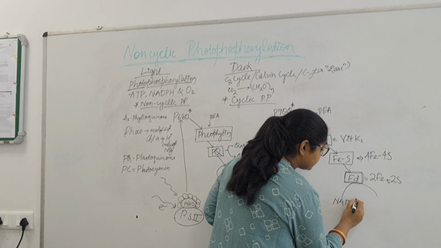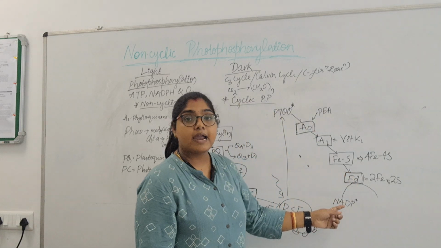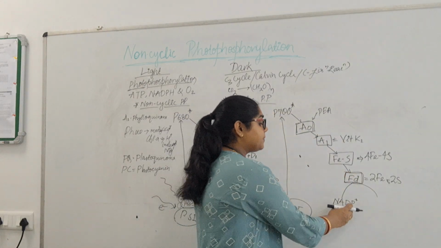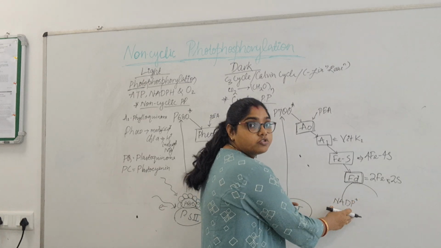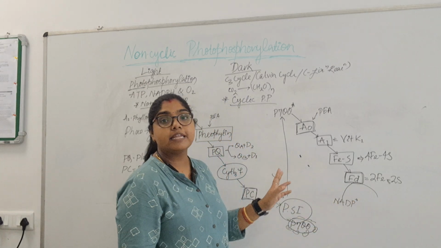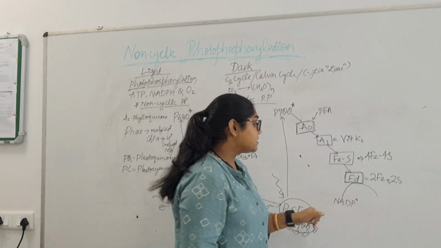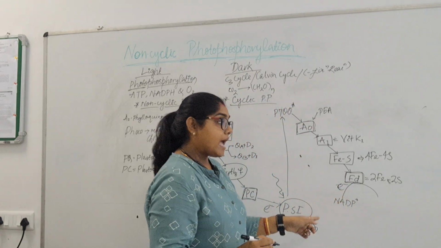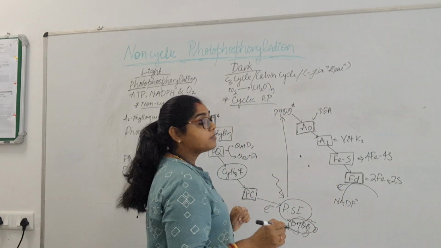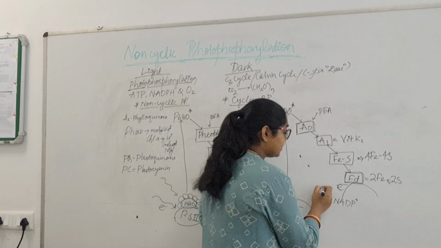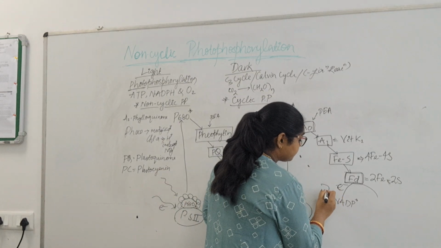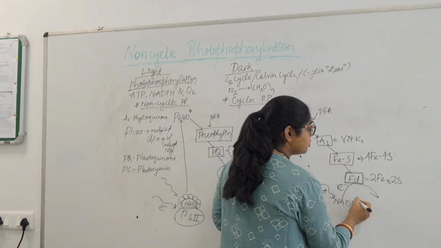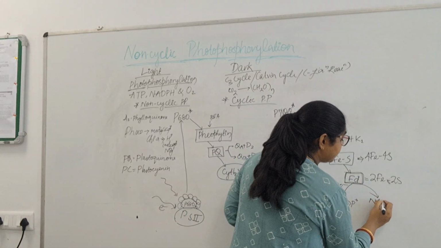NADP plus, nicotinamide adenine dinucleotide phosphate. NADP plus acts as the last electron acceptor in this non-cyclic electron flow. It accepts the electron from ferredoxin and the protons from the photolysis of water. Then it gets reduced to NADPH.